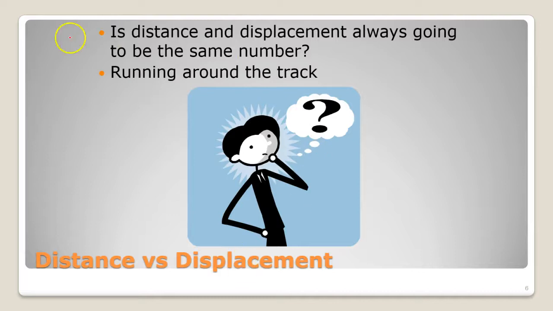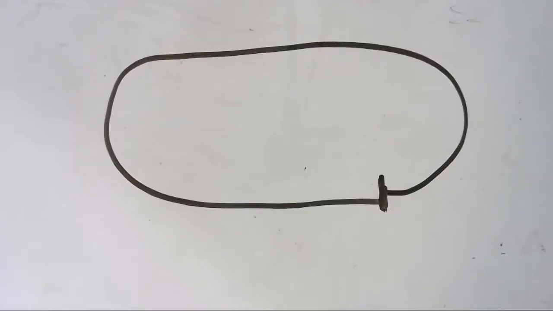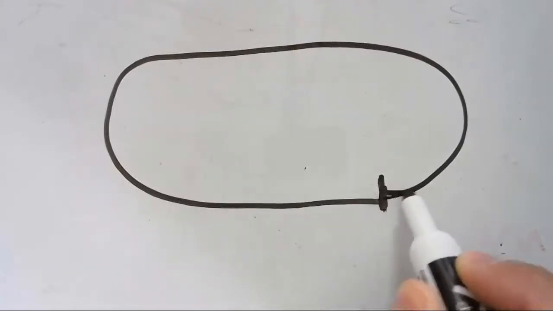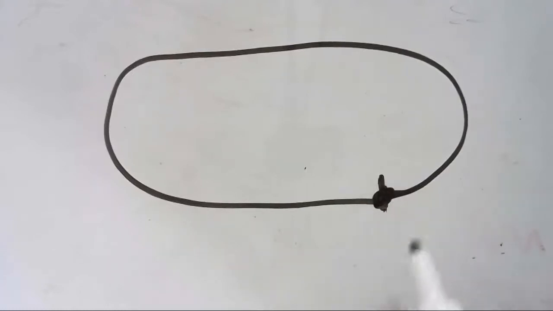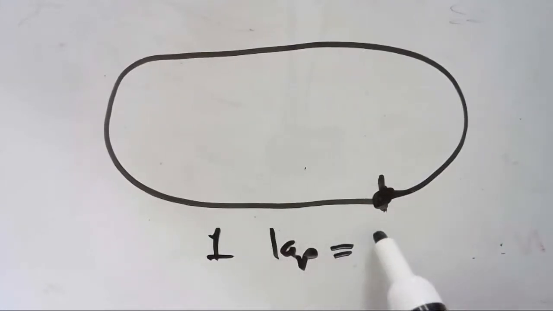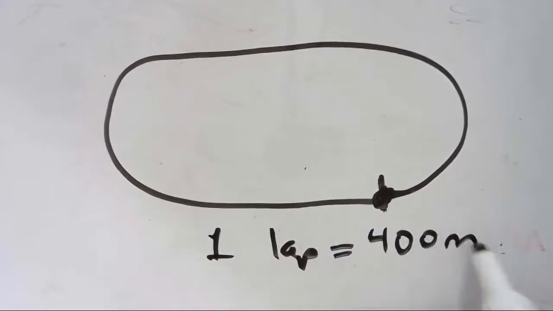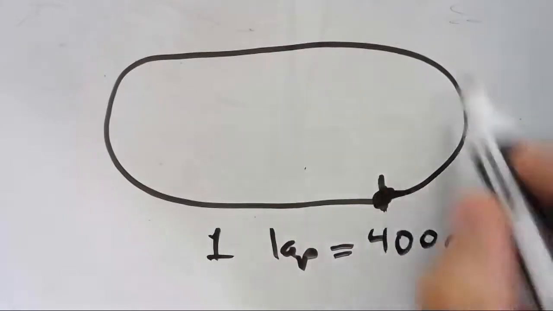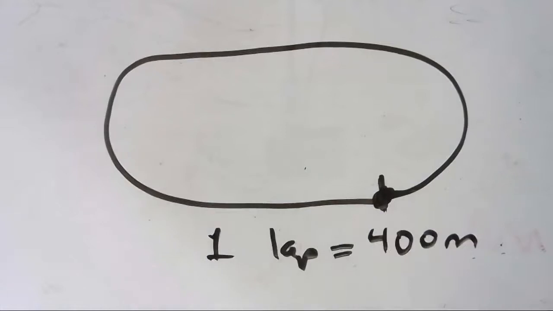And so I always ask this question about running around a track. So most of us have at least seen a track. Many of us have run a lap around the track. Maybe you run track. If you start at the starting line and you run one lap around the track, one lap, hopefully you know, is a distance of 400 meters. You have gone all the way around, and when you get to this point, you have run a distance of 400 meters. So that is your distance.